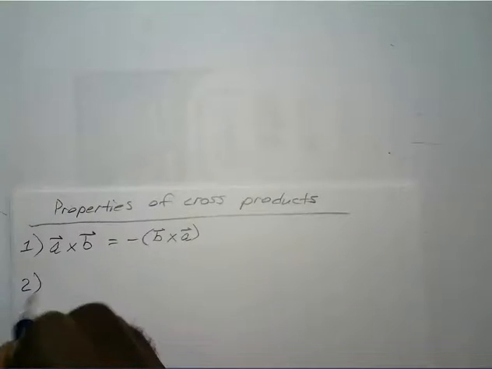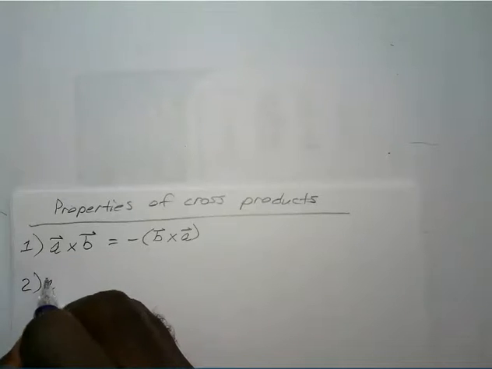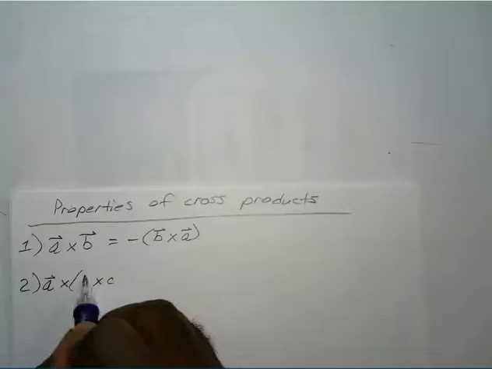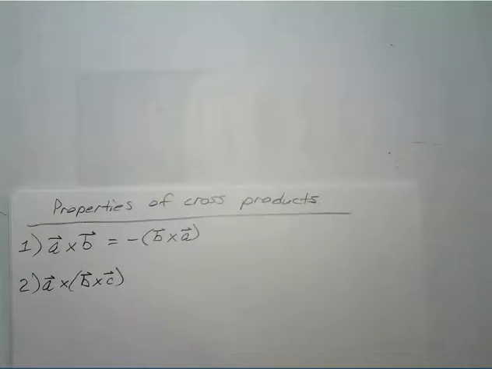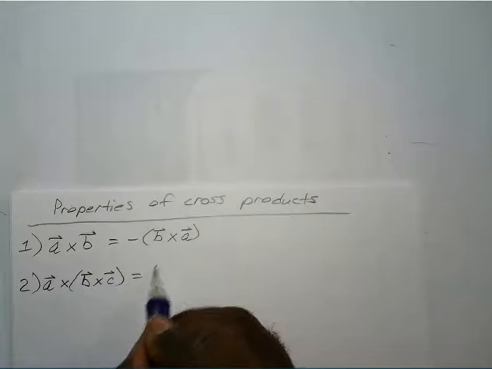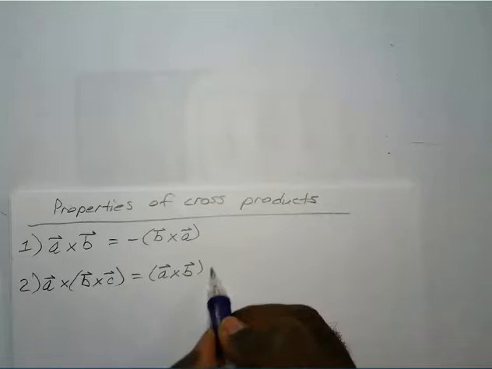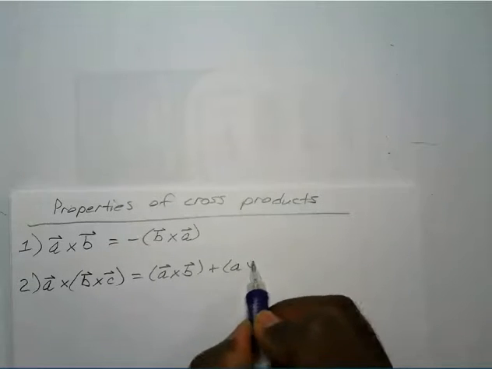Property number 2, the cross product of A and the cross product of B and C is equal to the cross product of A and B plus the cross product of A and C vectors.